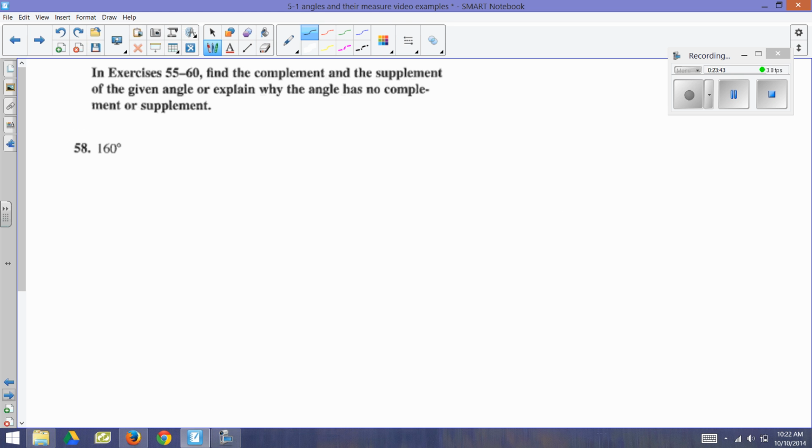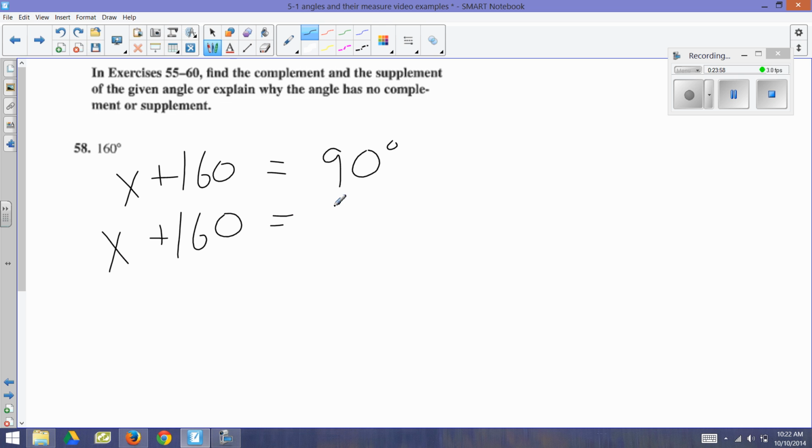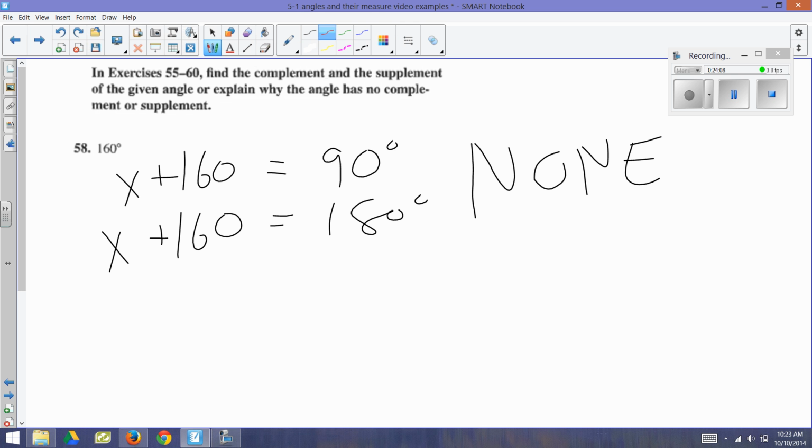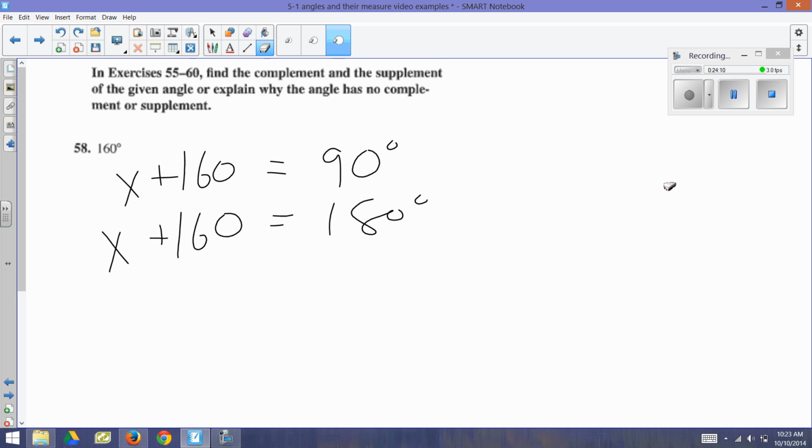This one right here. 2 angles added together that equal 90 degrees. Can I add some positive angle to 160 to get 90 degrees? Or can I add a positive angle to 160 to get 180 degrees? And the answer is no. So there's no complement, no supplement. Oh, I'm sorry, there is a supplement. Okay. None for the first one. For the second one, yes, you can. So here, the supplement is 20 degrees.